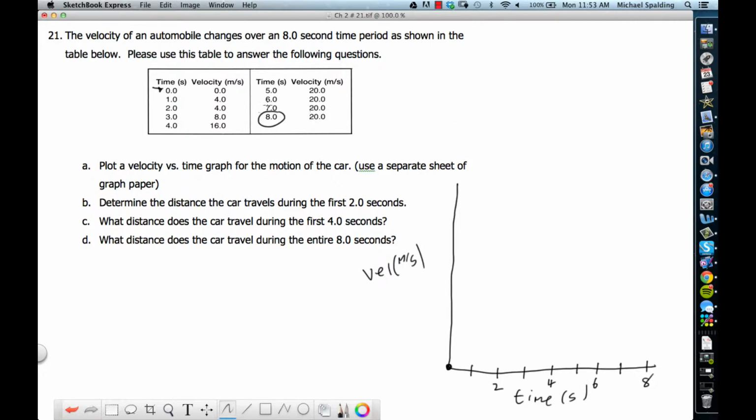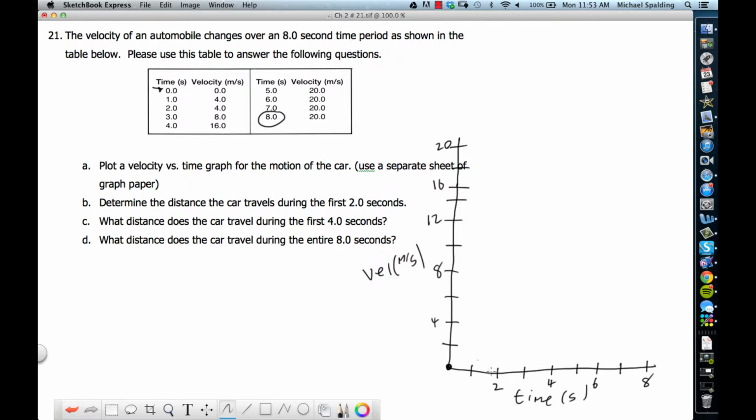What's the largest value on the y-axis? 20. So we want 20 to be up here somewhere. So we're going to go 2, 4, 6, 8, 10, 12, 14, 16, 18, 20. There we go. So this is 4, this is 8, 10, this is 12, this is 16, and then up here is 20. Okay?